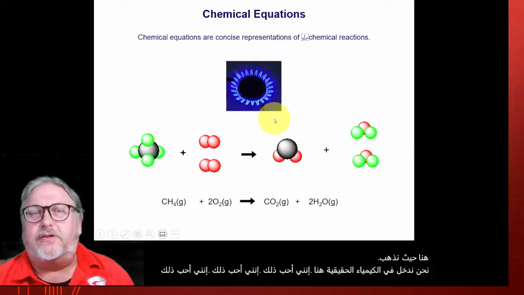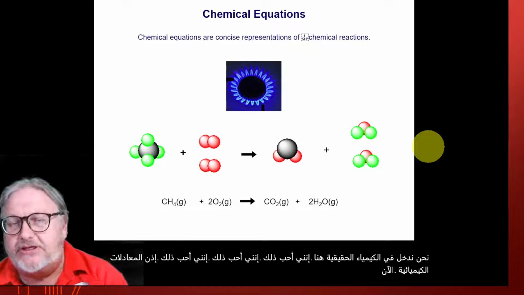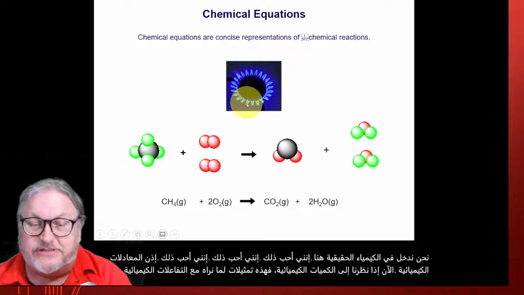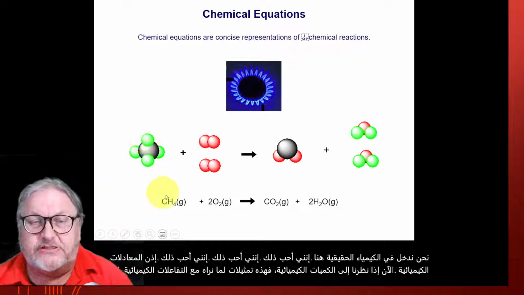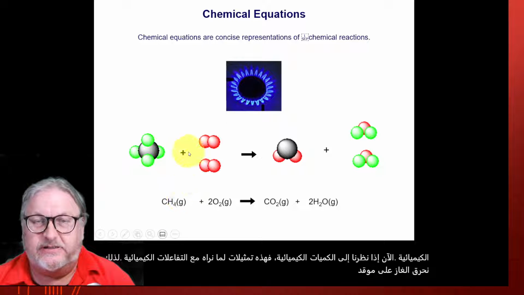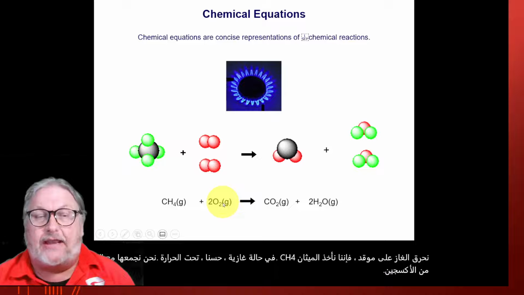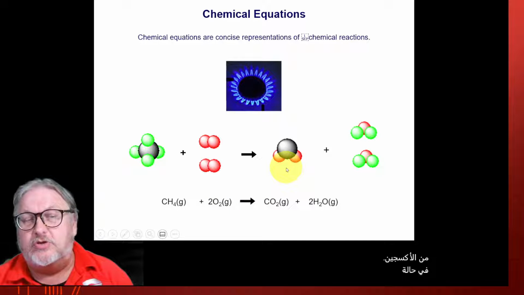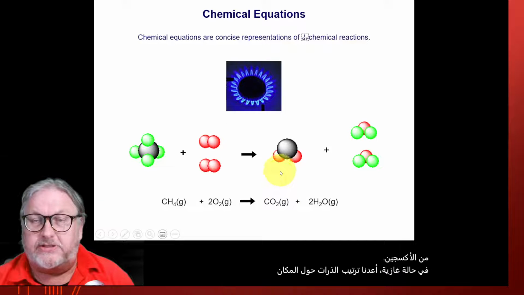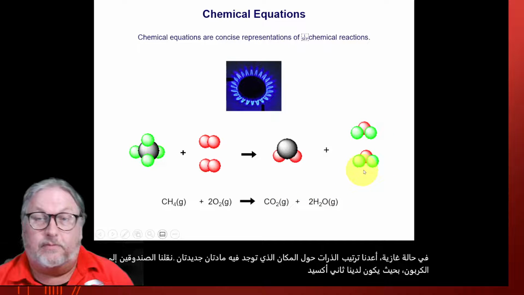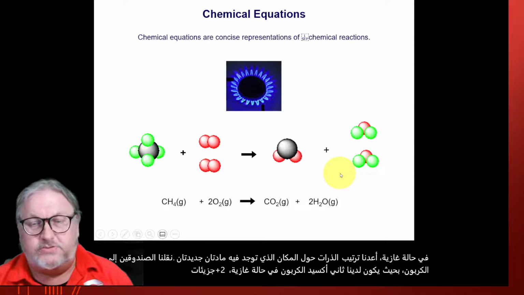Now, if we look at chemical equations, these are representations of what we see with chemical reactions. So when we burn gas on a stove, we're taking methane, CH4, in a gaseous state. Under heat, we're combining it with two oxygens in a gaseous state, and we've rearranged the atoms into two new substances. We moved two of the oxygens onto the carbon, so we have one carbon dioxide in a gaseous state, plus two water molecules in the gaseous state. We're just moving stuff around.